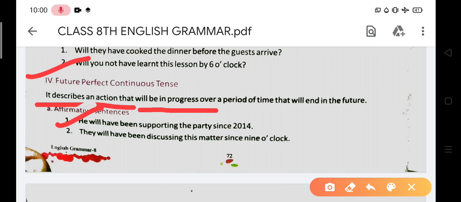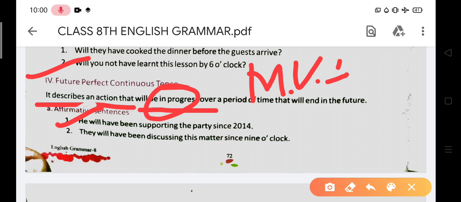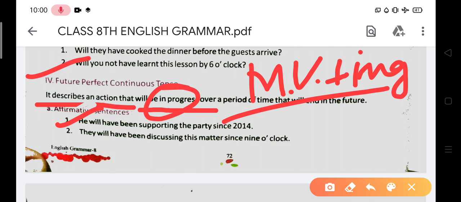You can say "will have been" and "shall have been", and this is also used for work that is in progress, in continuation form. With the main verb you will use -ing. It means that with "will have been" you use the main verb plus -ing, like supporting, discussing. For example: "will have been supporting the party since 2014."